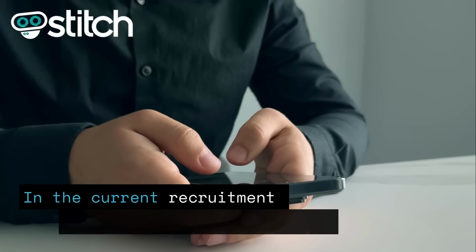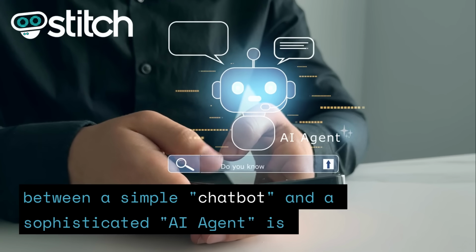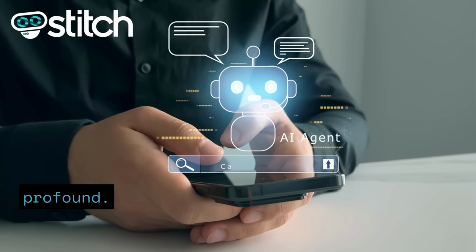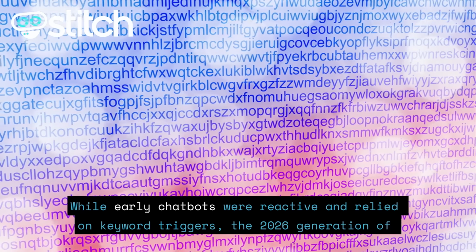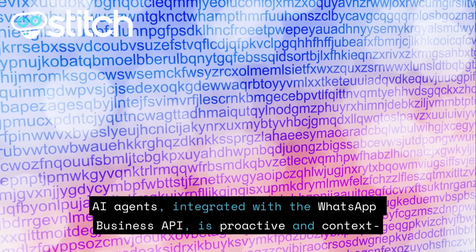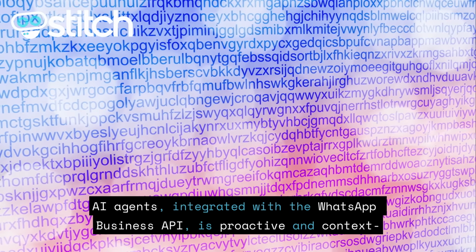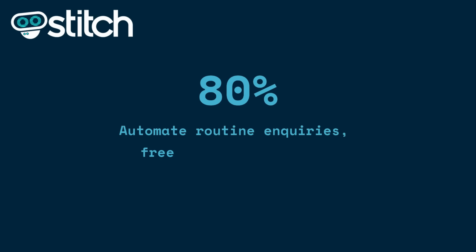Operational efficiency and the strategic role of AI agents. In the current recruitment environment, the difference between a simple chatbot and a sophisticated AI agent is profound. While early chatbots were reactive and relied on keyword triggers, the 2026 generation of AI agents, integrated with the WhatsApp Business API, is proactive and context-aware.